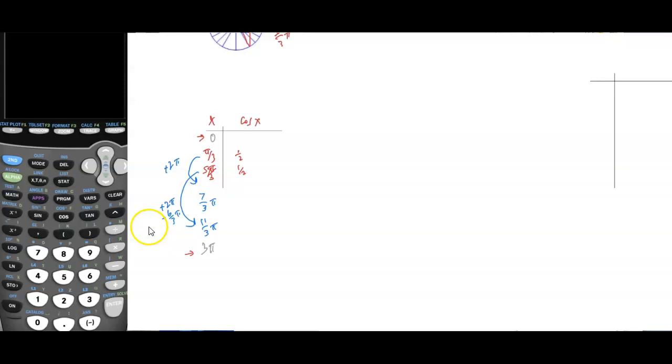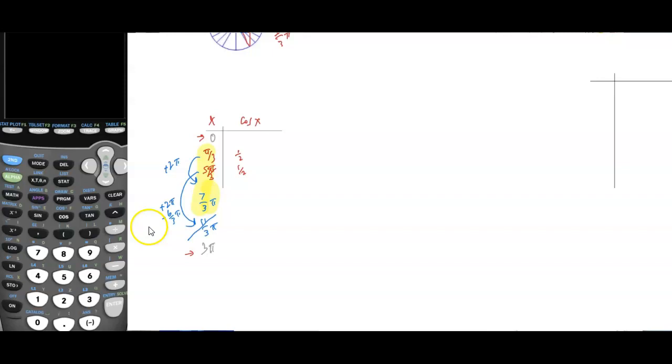11 divided by 3 is more than 9 divided by 3. So 9 divided by 3 is 3 pi, right? So this solution is too big, right? 11/3 pi is bigger than 9/3 pi, so it's not a possible solution. So we're limited to 3 possible solutions, which are these 3 here. Okay, those are the 3 possible solutions.